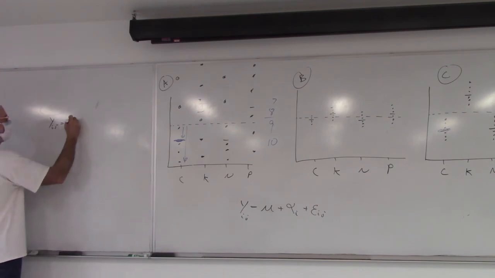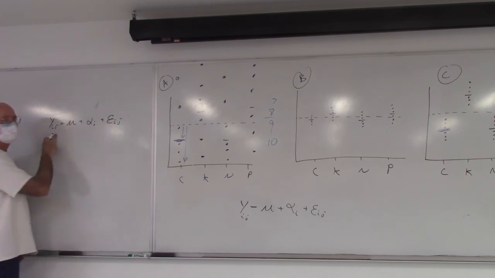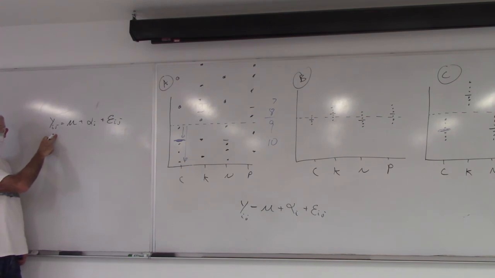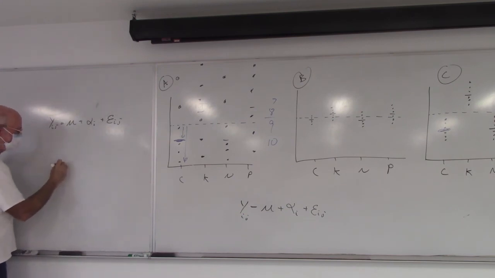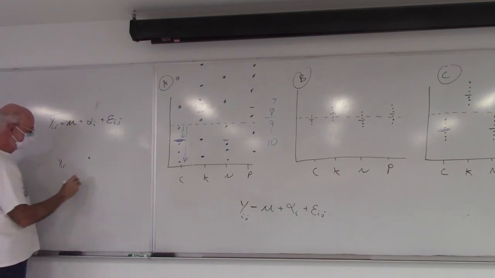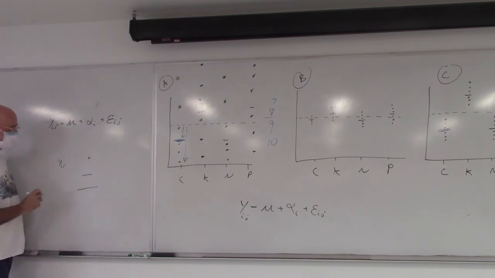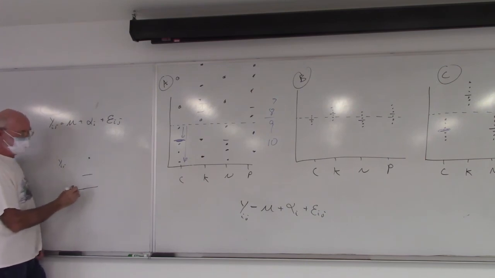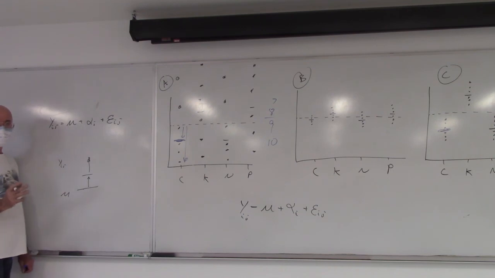Y_ij is equal to mu plus alpha_i plus epsilon_ij. Y is the value of the individual observation. That's equal to the mean plus the treatment effect plus the error. So here's Y_ij, my individual observation. There's my overall mean, and there's my treatment effect. I'm going from mu up to the treatment mean, and from there, I'm going up to there.